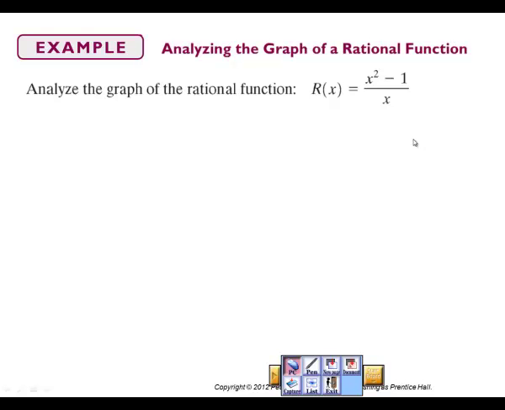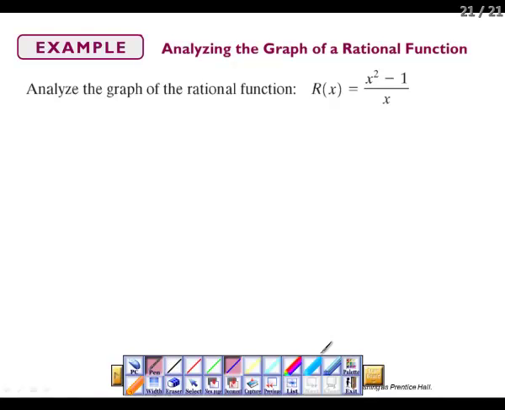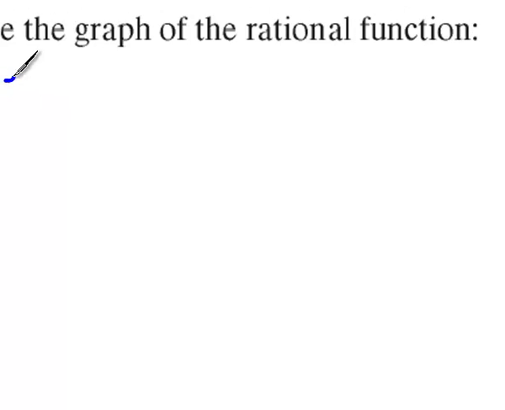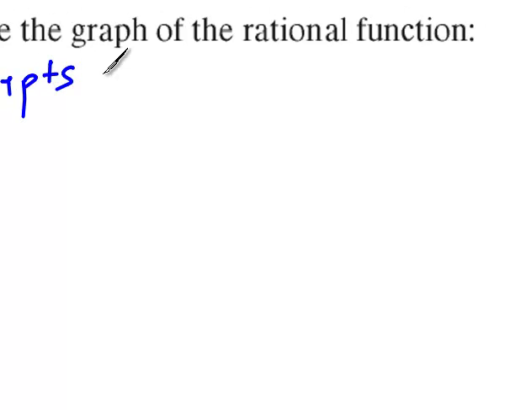Analyze the graph of the rational function. Okay, so let's take a look at this. We're going to draw an XY coordinate plane here. And so we'll start with our intercepts. So you're going to look for intercepts and you're going to look for asymptotes.